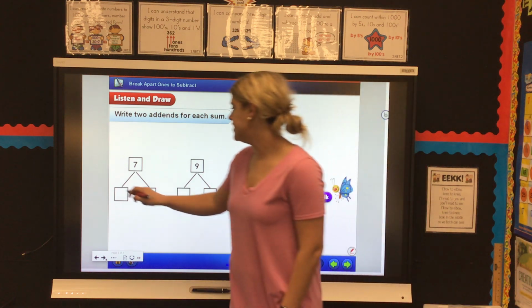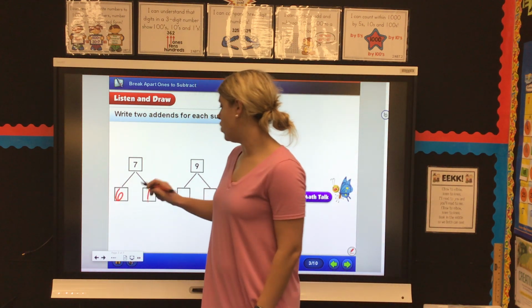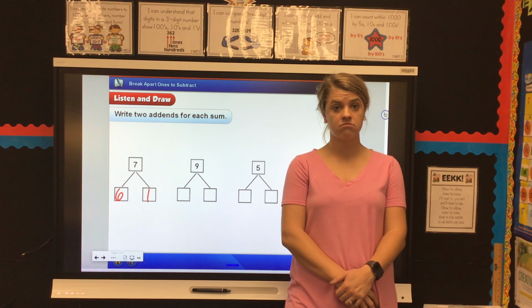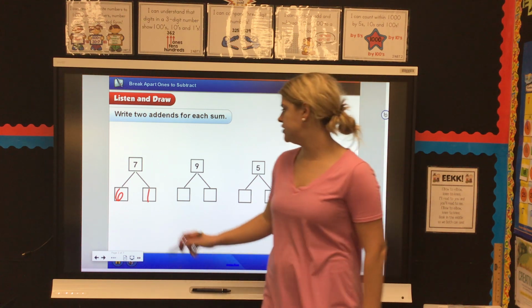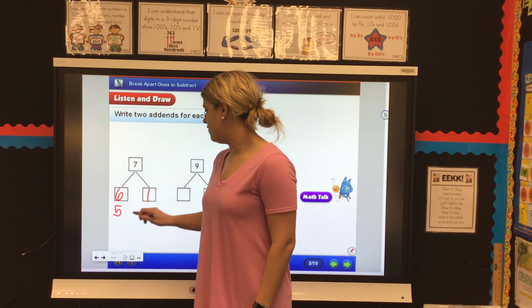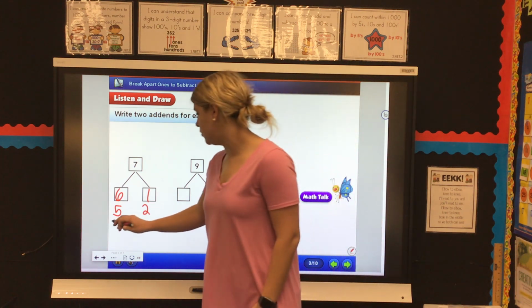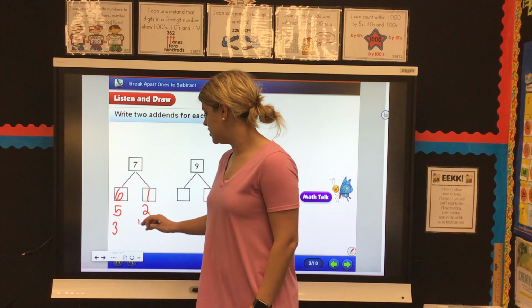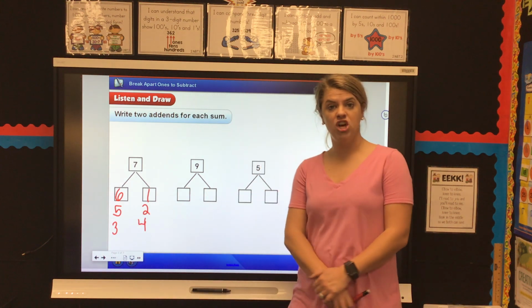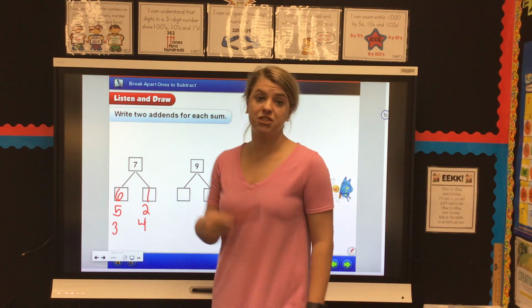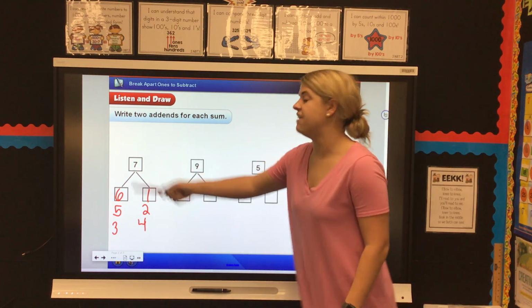Well, I know that 6 plus 1 equals 7. I also know that I could do it as 5 plus 2 equals 7. Or I could do 3 plus 4 equals 7. So those are all different options that I could use to make the number 7.